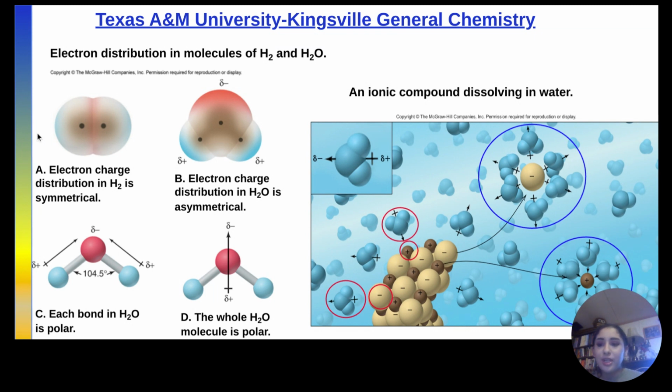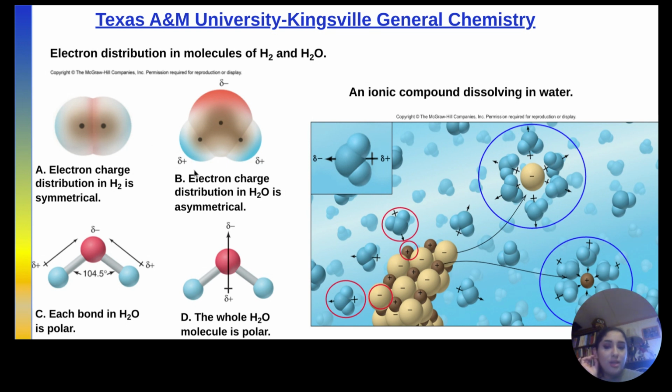Starting here, you'll see that the electron charge distribution in H2 is symmetrical. The way you can tell is that both of them line up here and they're on opposite sides. This is your positive and this is your negative, and they're equally balanced on the molecule.